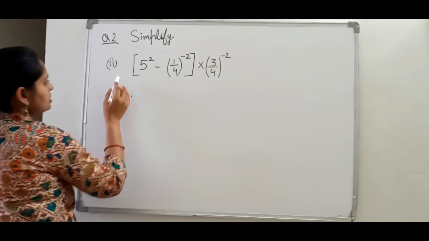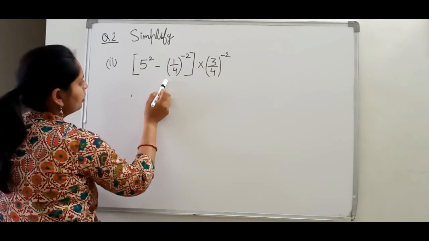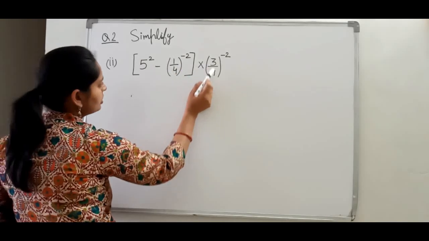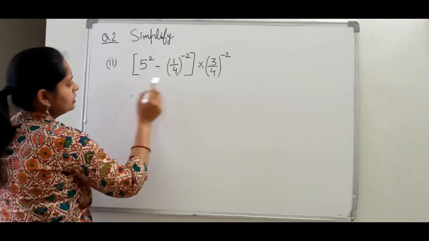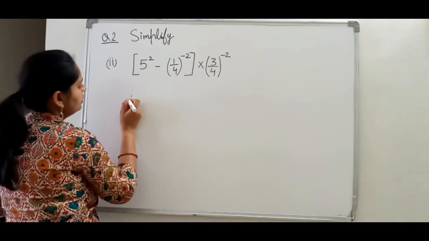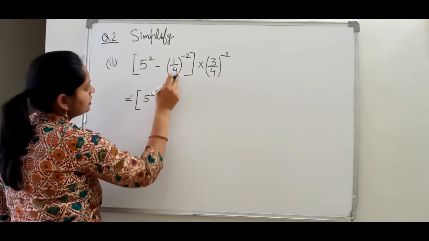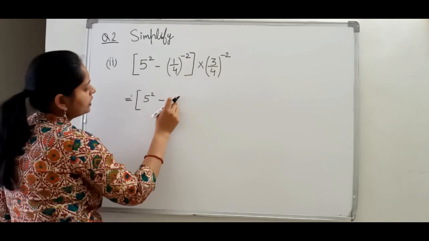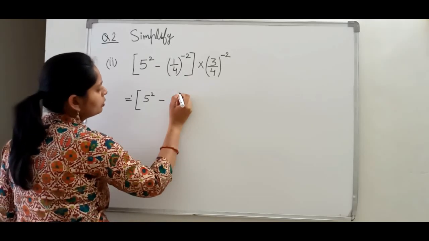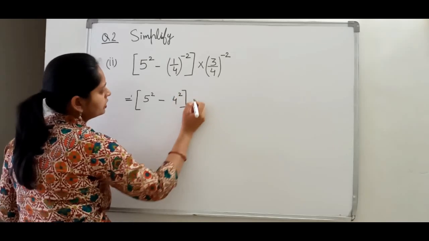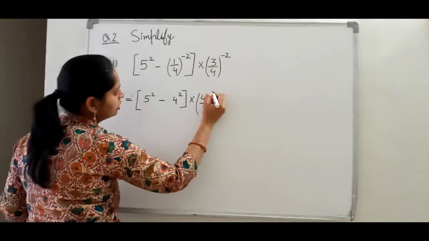The second part of this question is, within the square bracket, 5 square minus 1 upon 4 whole to the power minus 2 multiplied by 3 upon 4 whole to the power minus 2. You know that first we have to solve this because it is within the bracket. This is 5 square. This is having a negative power. So the first step is we have to make the power positive. So the reciprocal of 1 upon 4 will give you 4 to the power 2. The power will become positive. Multiplied by here also 4 upon 3 to the power 2.